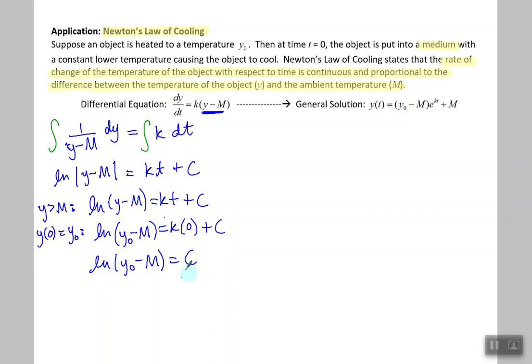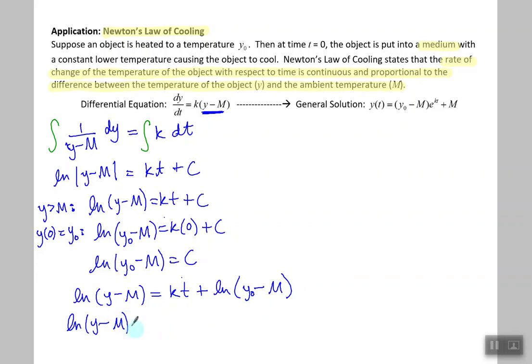Now we plug that value of c back into our general solution here and rewrite that general solution as natural log of y minus m equals kt plus, and then the c value, natural log of y sub 0 minus m. Now we have an acceptable general solution where we know the c, but we are going to simplify this because we can. Let's bring the natural logs to the same side by subtracting that natural log expression. So natural log of y minus m minus natural log of y sub 0 minus m equals k times t.